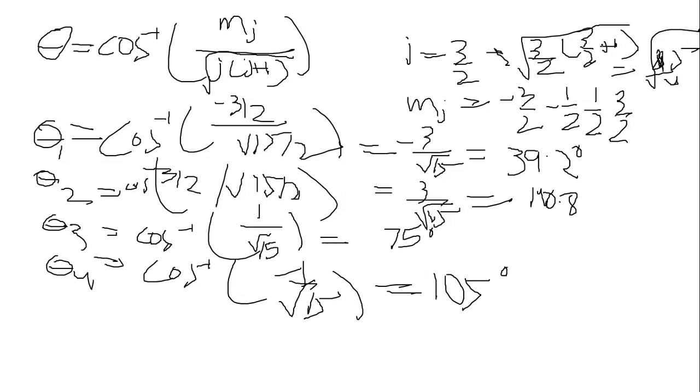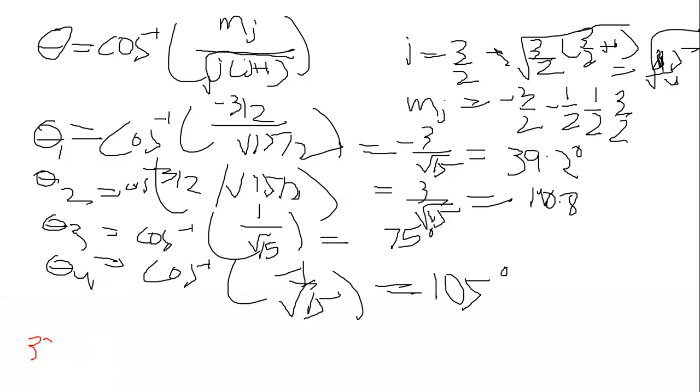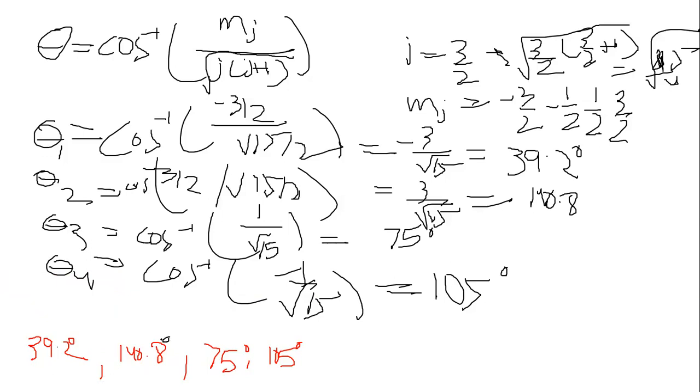105. So for different mj values we get different orientations, and so the four orientations are: one is 39.2, one 140.8, 75, and 105 degrees. So there are four orientations corresponding to each j value.